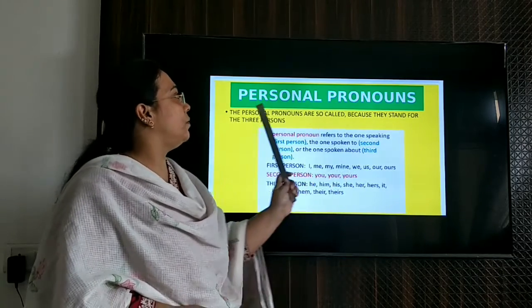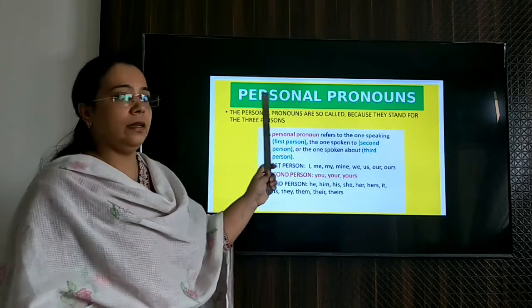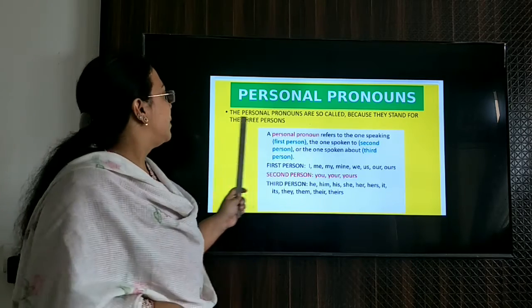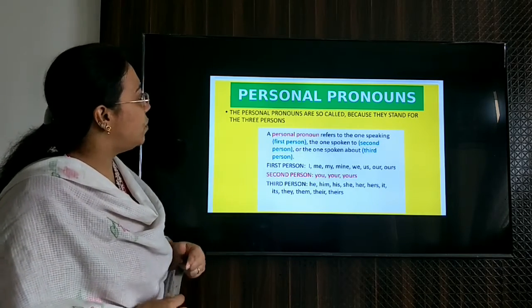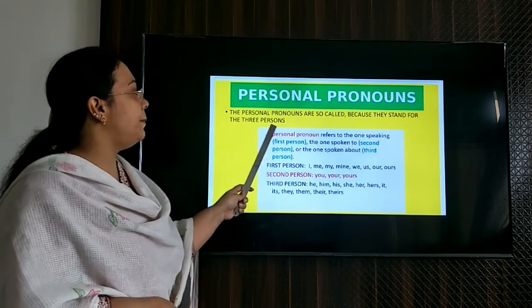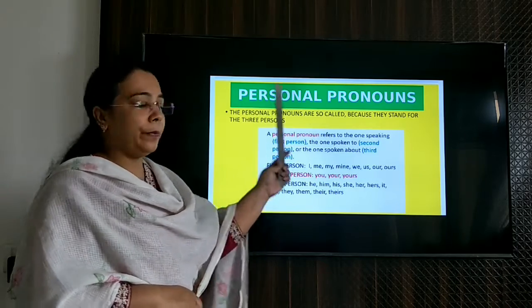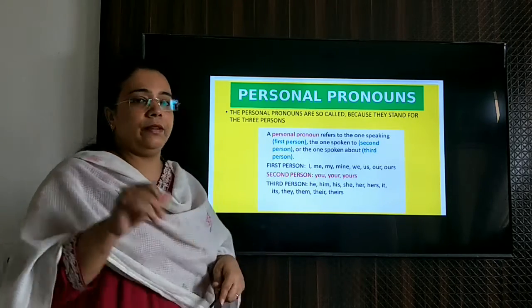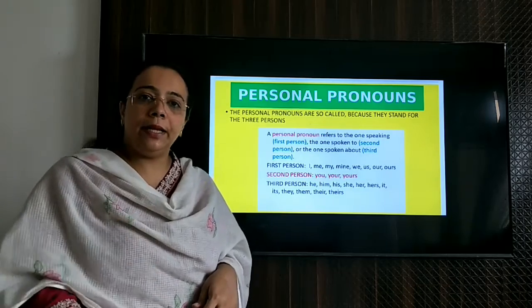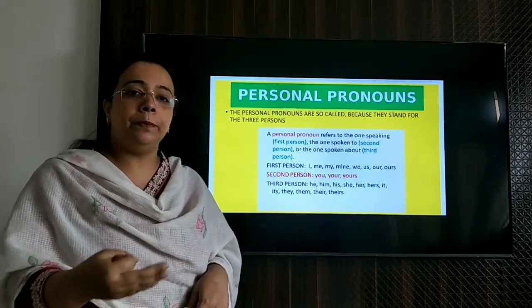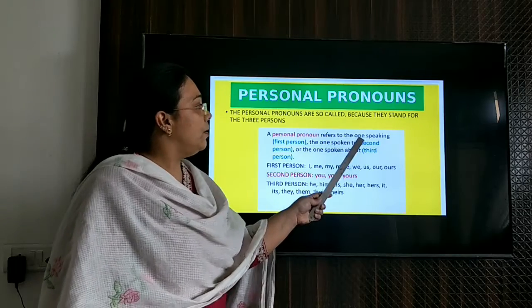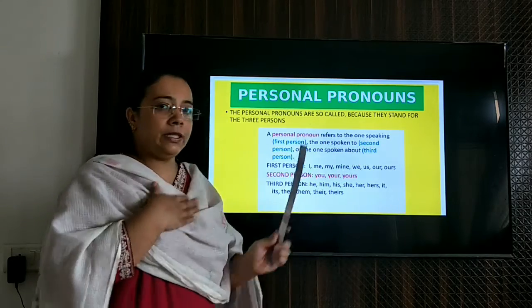Personal pronouns. Personal, so it's related to person. Personal pronouns are so called because they stand for three persons. It is related to the person, and there are three types of person: first person, second person, and third person. Let's see. A personal pronoun refers to the one speaking, first person.